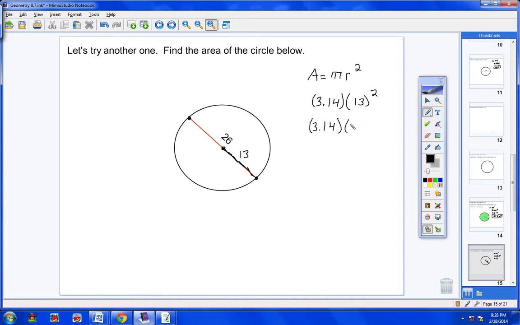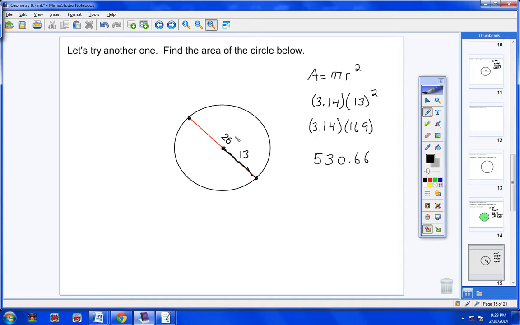And when you square 13, I'm doing this in my head, I believe you get 169. Let me check that. Yes, 169. And then you multiply 169 times 3.14. And the area of this circle would be 530.66. Now remember, it's area, so it would be square.